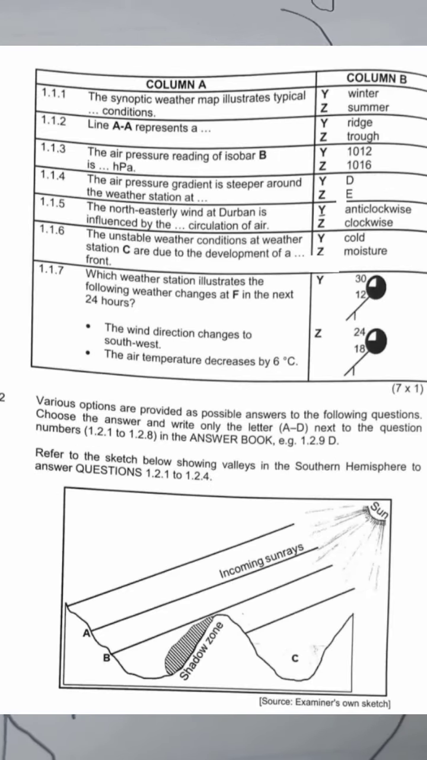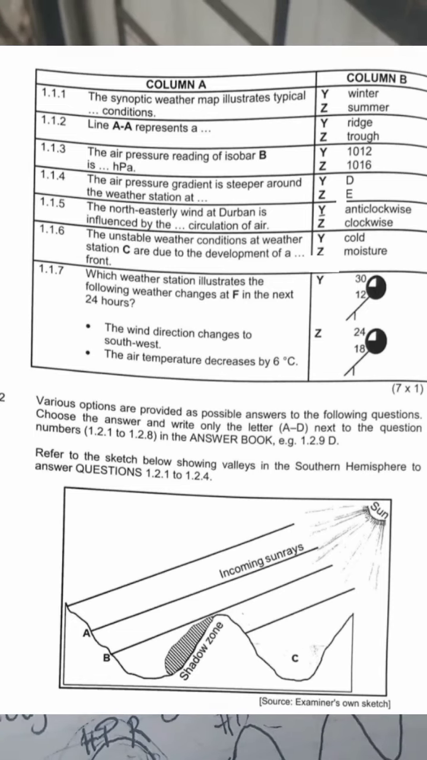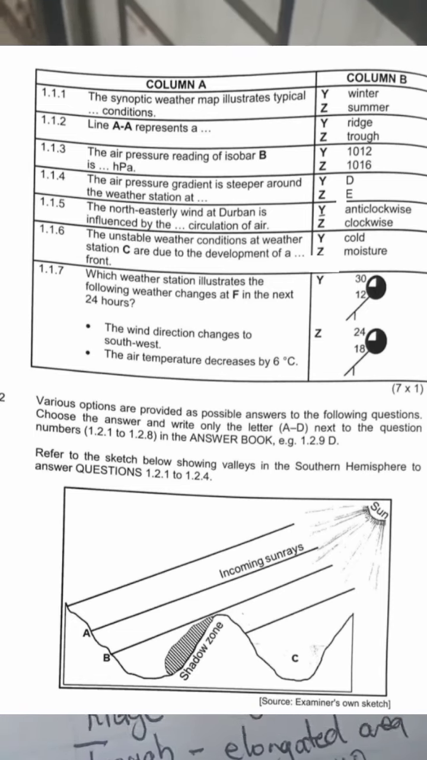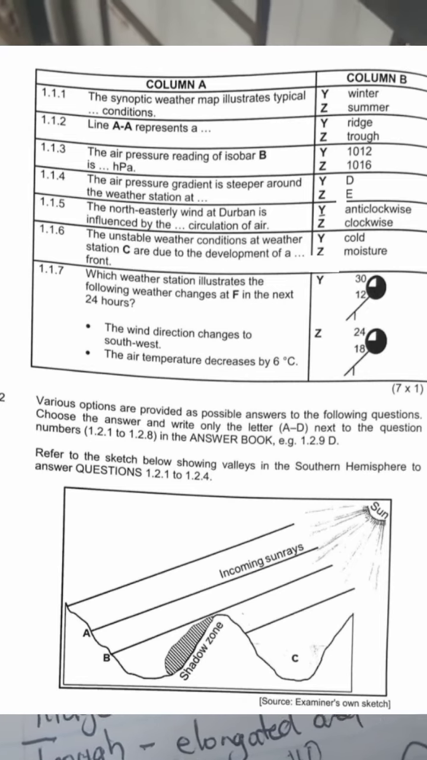Okay, so there it is. So what about it? The unstable weather conditions at weather station C are due to the development of a front. Okay, so we do see unstable weather conditions. Unstable weather means wet weather, violent weather, aggressive weather, full cloud cover, rain, fast winds, and so on. So that is unstable.